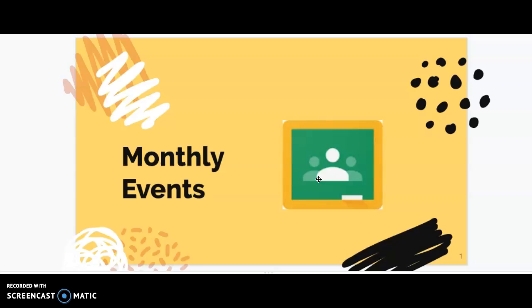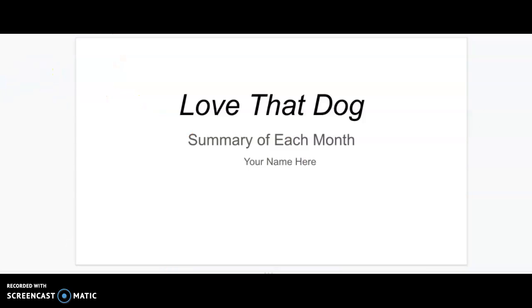and under the Great Heart topic, there's going to be a monthly events assignment. Okay, that monthly events assignment is going to have a place where you can do a summary for each month. So when you open that assignment, you're going to want to put your name on the first slide.